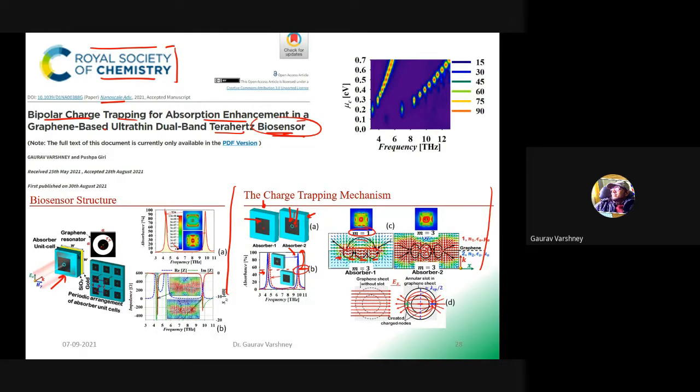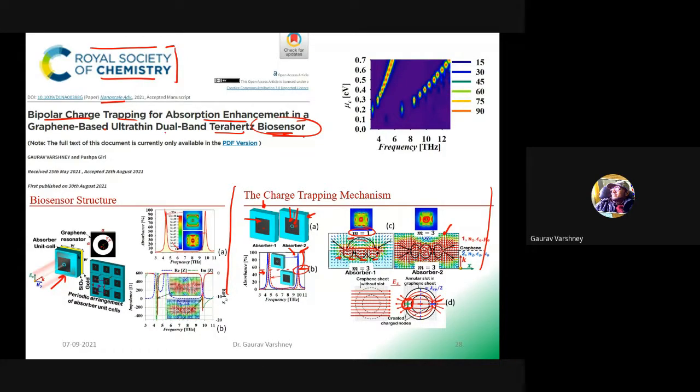And here you can see this will trap positive charge and negative charge, and just because of the trapping of charge, this mode index, which was 1, becomes 3. And just because of equalization of the mode index at either side of the graphene interface, either in air or dielectric, this absorption is enhanced to 99%. And this is the beauty behind this whole research article.